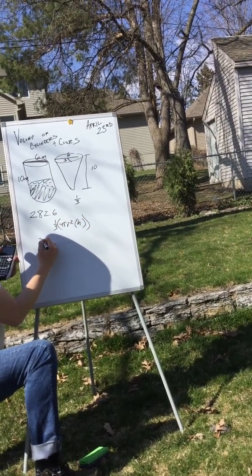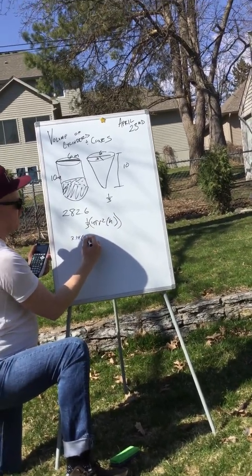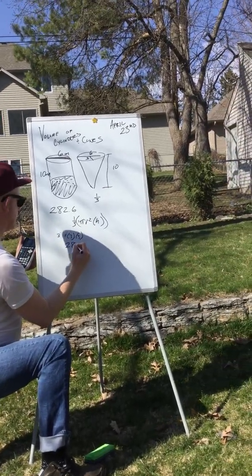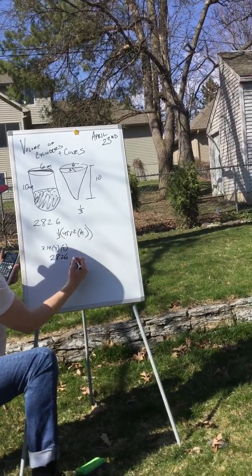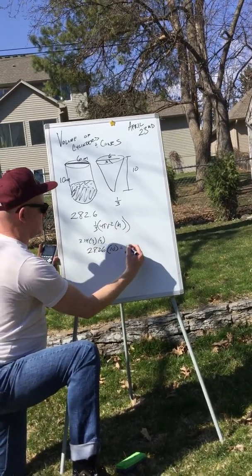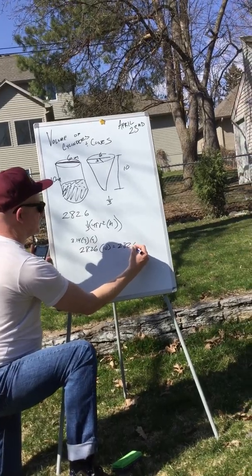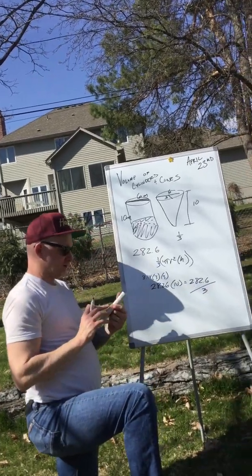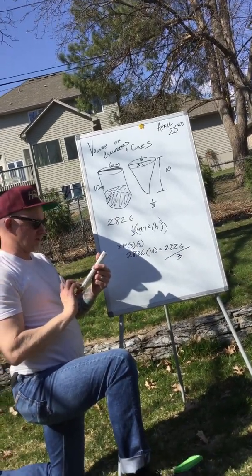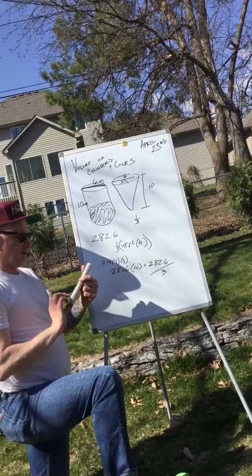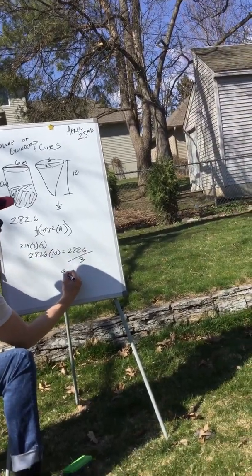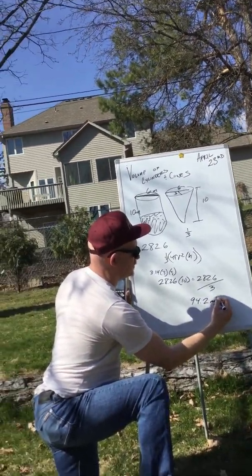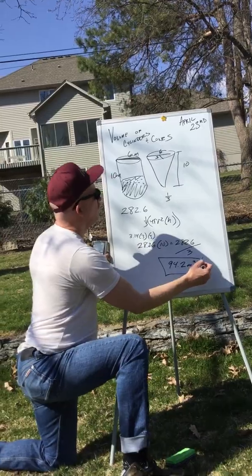So I would say, okay, 3.14 times 3 times 3, and that gives me 28.26. I multiply that by my height, which is 10. 282.6. Then I have to divide by 3 because it's a third. Let's see if Kiersey is correct. 282.6 divided by 3. Kiersey was off about 80. So the answer would be 94.2 meters cubed for the cone.